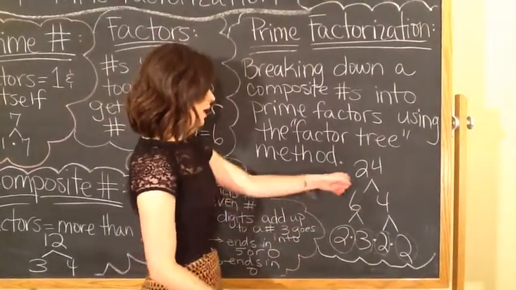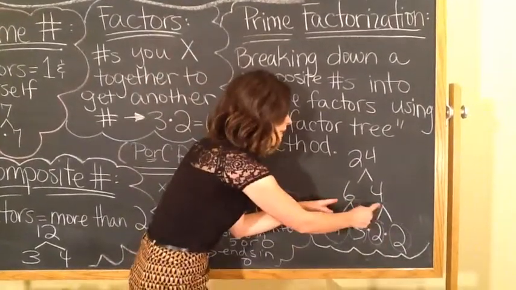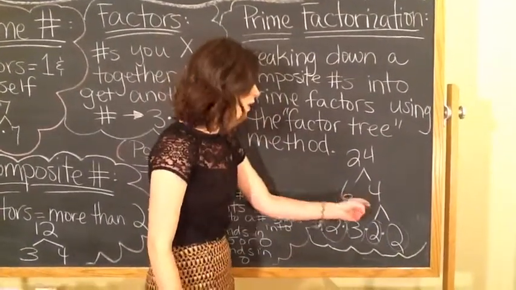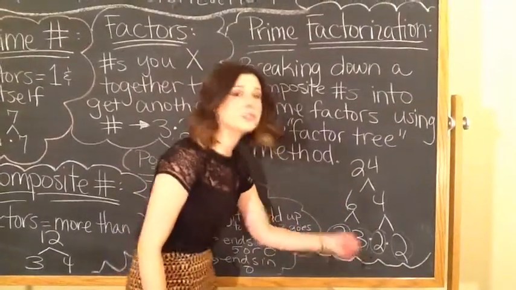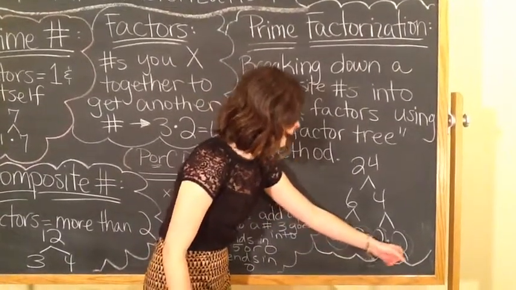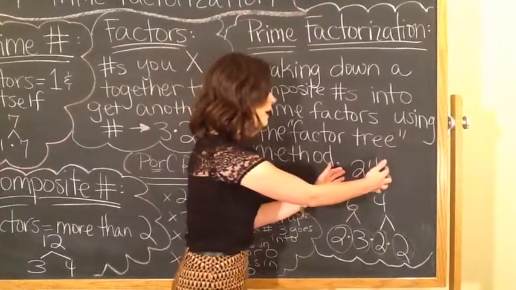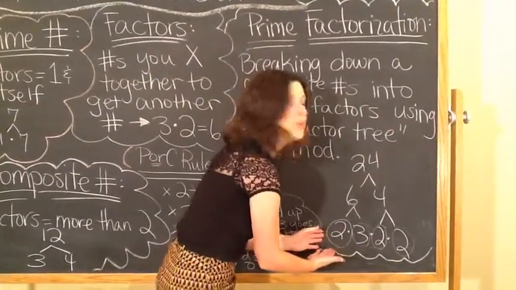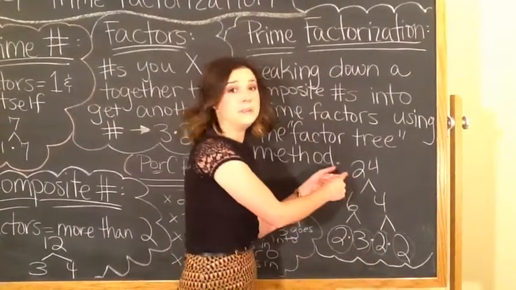So, for example, I have 24. 6 times 4 gives me 24. But we can't stop there, because both 6 and 4 have more than 2 factors. So 2 times 3 gives you 6. So it'll be 2 times 3 times 2 times 2, because 2 times 2 gives you 4. So basically, this big number can be broken down into a product of these small numbers. If you multiply them all together, you're going to get this big number.